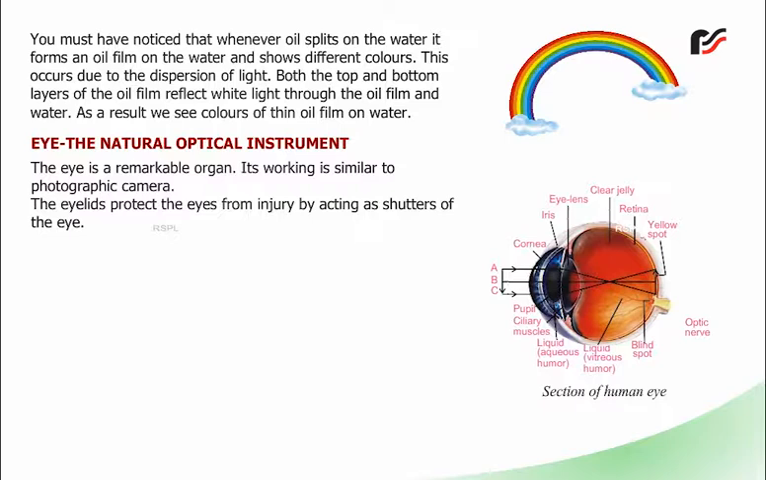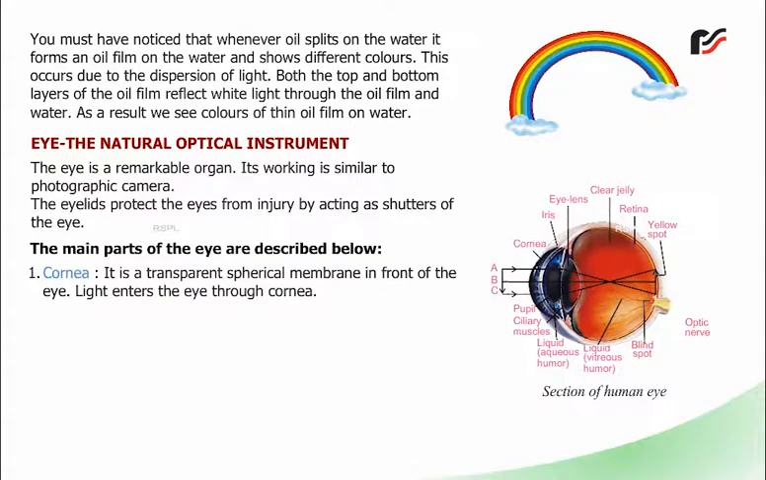Eye, the natural optical instrument. The eye is a remarkable organ. Its working is similar to photographic camera. The eyelids protect the eyes from injury by acting as shutters of the eye. The main parts of the eye are described below.